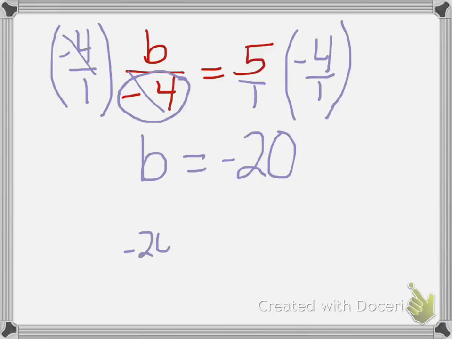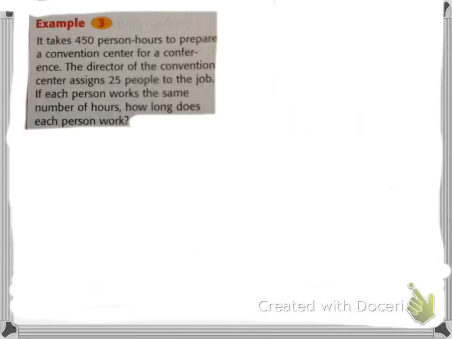To check negative 20, and you can do this in your mind too, b is negative 20 divided by negative 4. Is that 5? Negative divided by negative is positive. 5 equals 5. Alright, let's try a word problem.